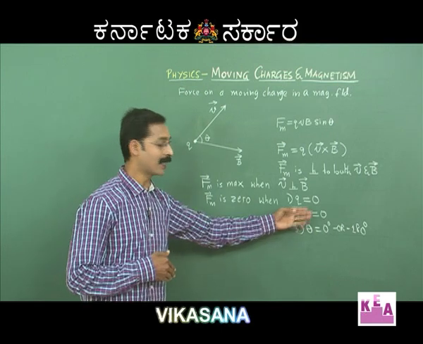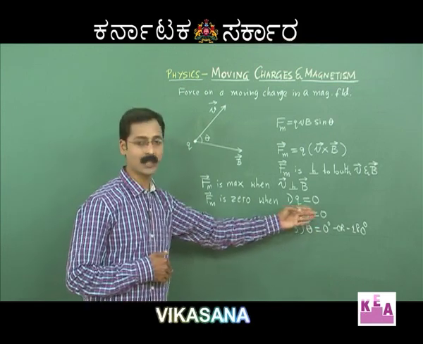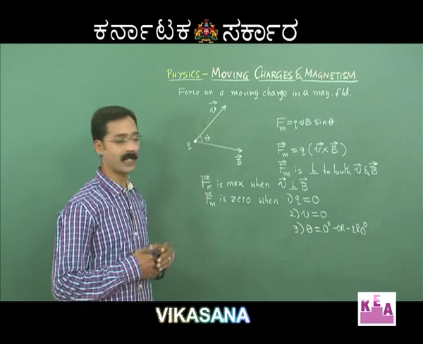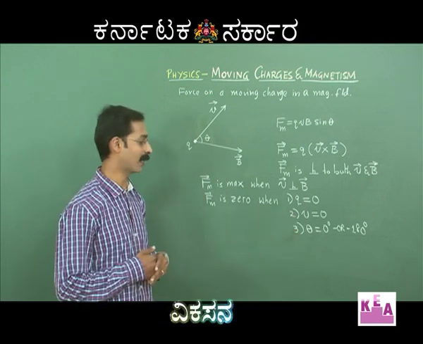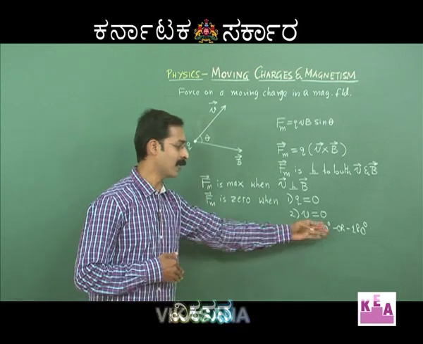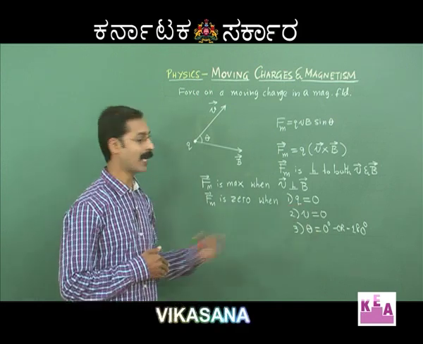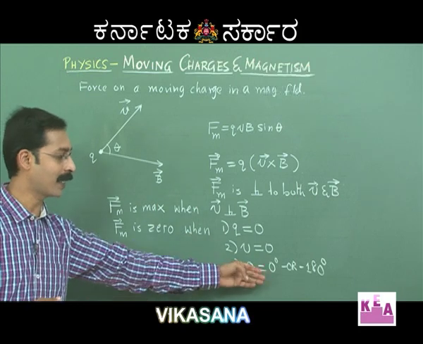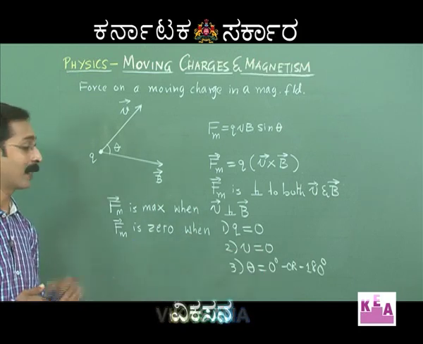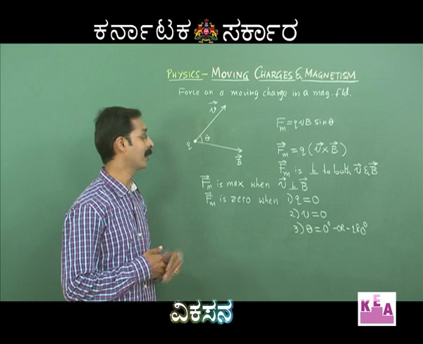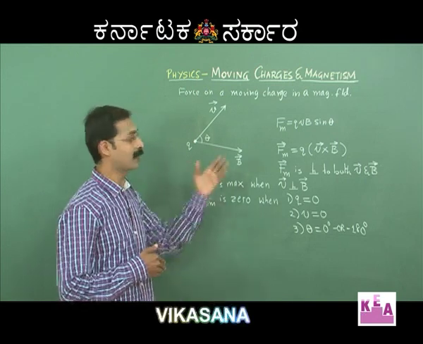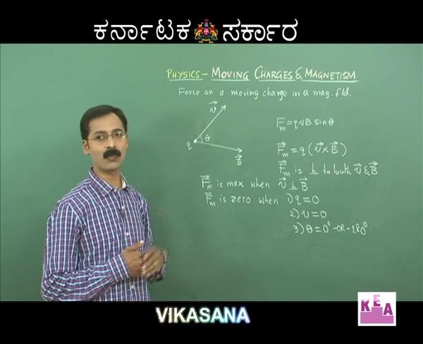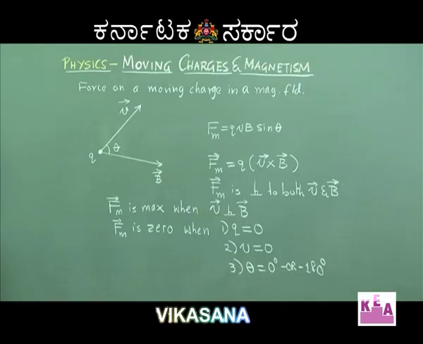If the charge is at rest, that is, if the velocity of the charge is 0, then the magnetic force experienced by the charge is 0. That is, a stationary charge does not experience any force in a magnetic field. And if theta is 0 or 180 degrees, that is, the charge is moving either parallel or anti-parallel to the magnetic field, then also the magnetic force acting on the charge is 0. This is some idea behind magnetic force acting on a moving charge. Based on these ideas, let's solve some problems.